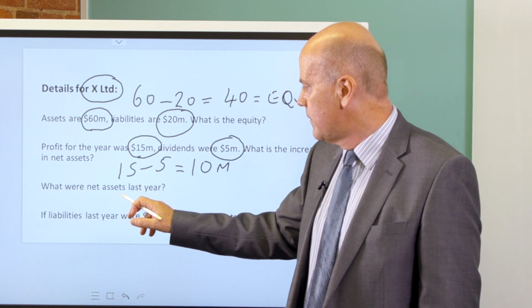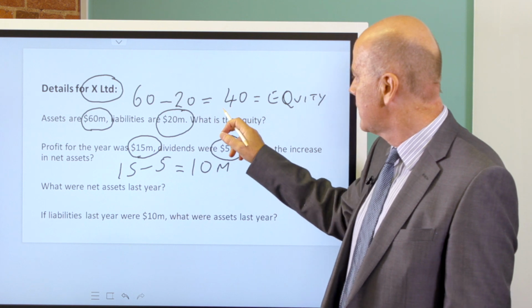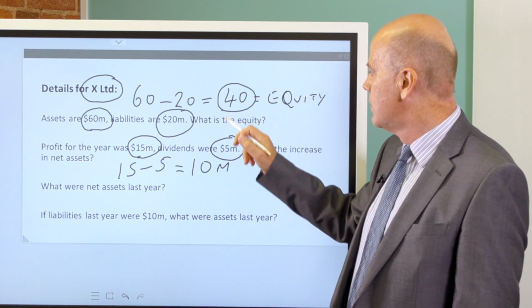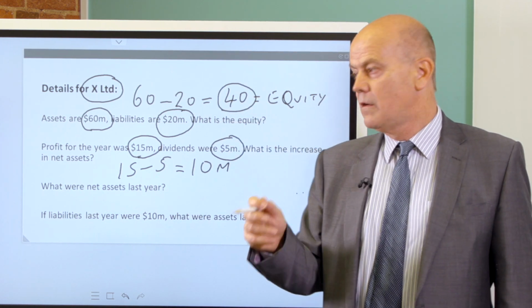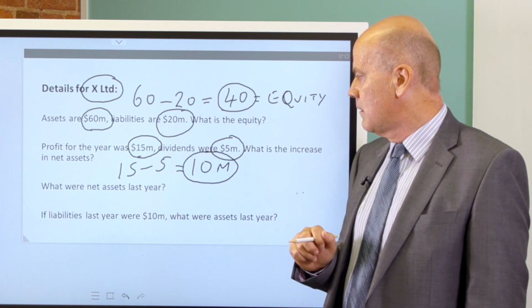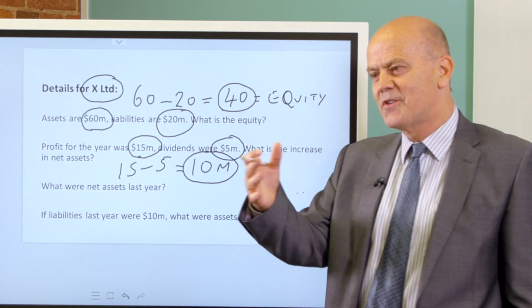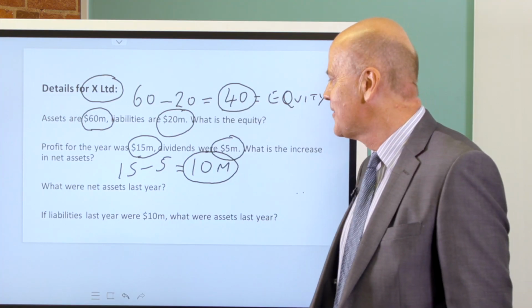Right, this is more difficult. So we have net assets today of 40 million. It increased by 10. What do you think was the net assets last year, Alex? I'm not really sure. You're not sure? Okay, fine. It's a very difficult question.